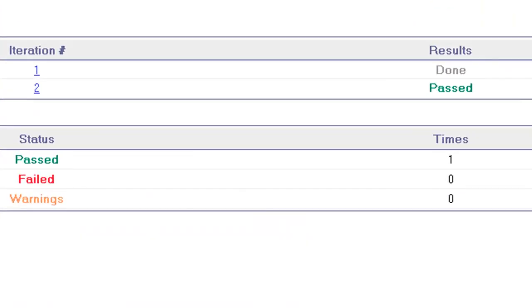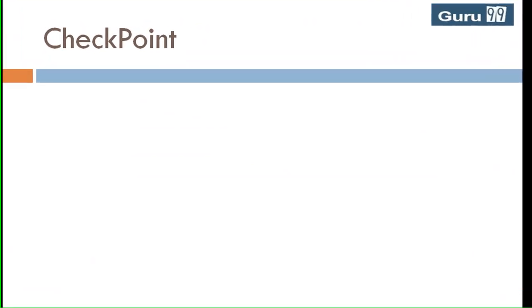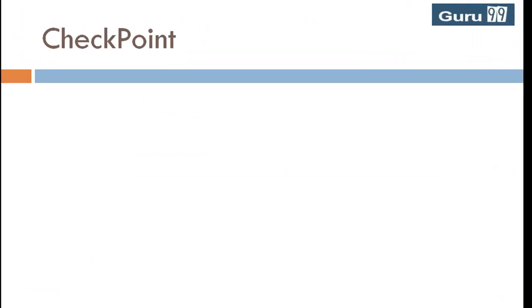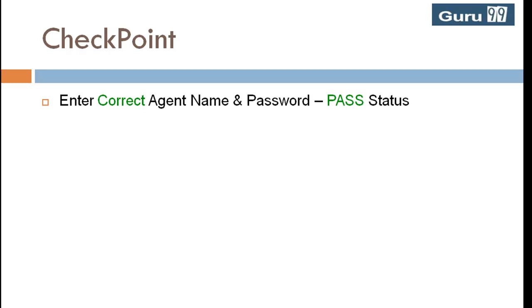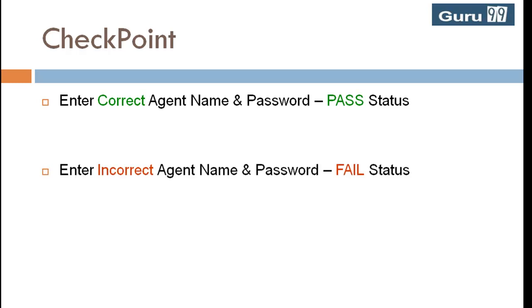You may have observed, in the results generated for the combined scenario, there is no fail status. To generate a fail status, you can use checkpoints. You need to insert a checkpoint such that entering correct agent name and password gives a pass status. This is already done in fact. Entering incorrect agent name and password gives a fail status.